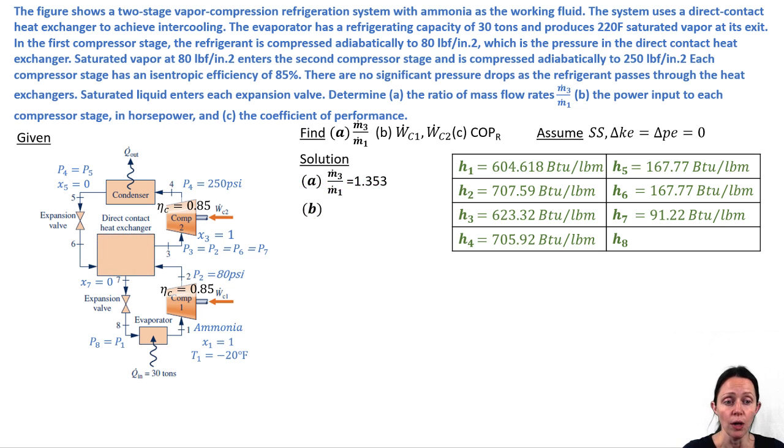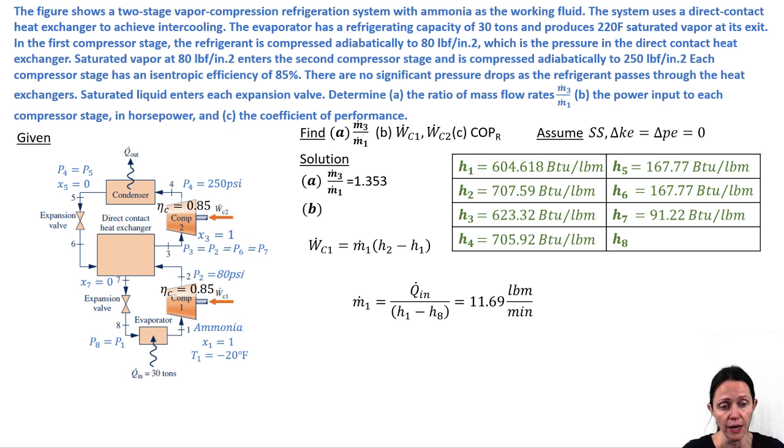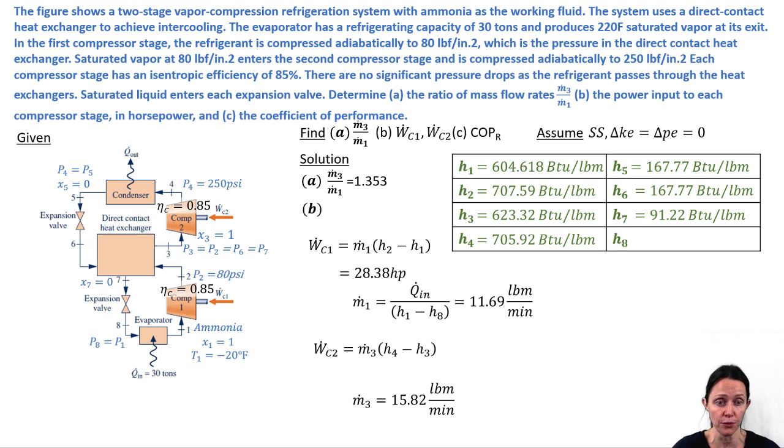All right, now I'm ready for my power input for the two compressors. For the power input for the first one, it's M dot 1 times H2 minus H1. Got H2 and H1. The M dot you can find from the Q dot N, which is 30 tons. You do have some unit conversions, of course. You need to get the tons in terms of BTU per minute, and you'll get 11.69. And then plug that in. Once again, watch your units, but you'll eventually solve for 28.38 horsepower. Compressor 2, M dot 3 times H4 minus H3, and you can find M dot 3 from part A, since you also know M dot 1, and you can solve for 30.81 horsepower.